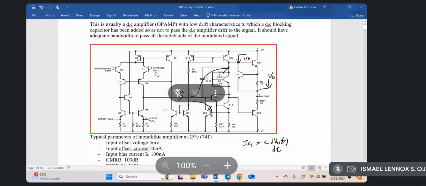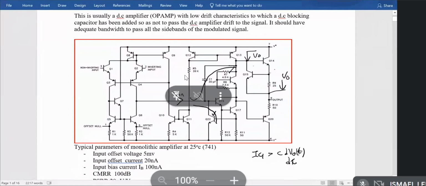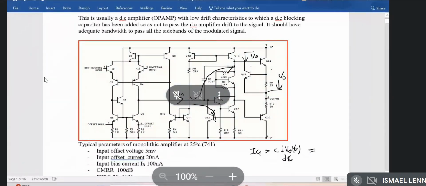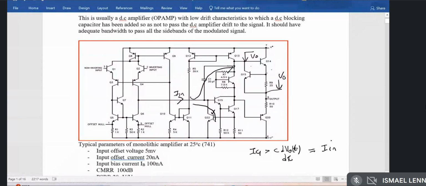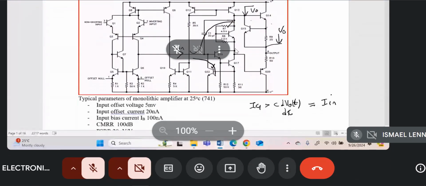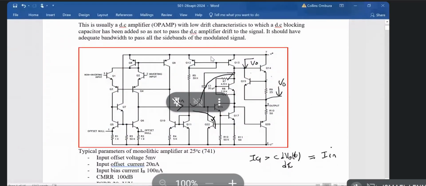So when this current IC1 is equal to IN, then we say that is the slew rate limit of your amplifier system. So actually you can calculate it.